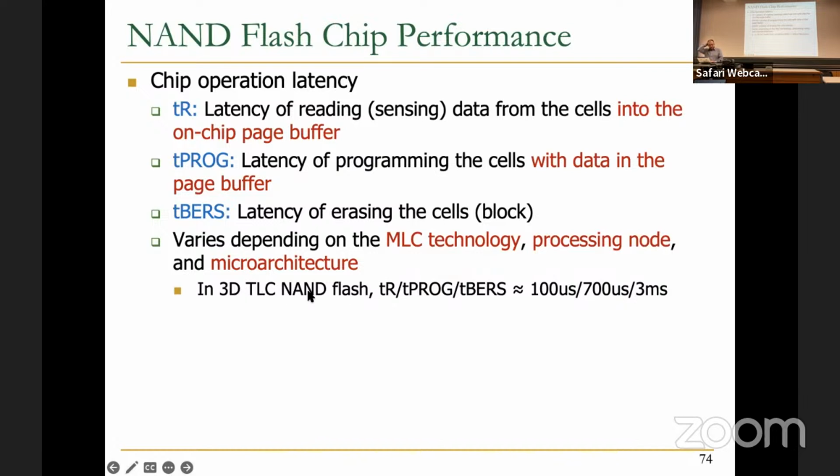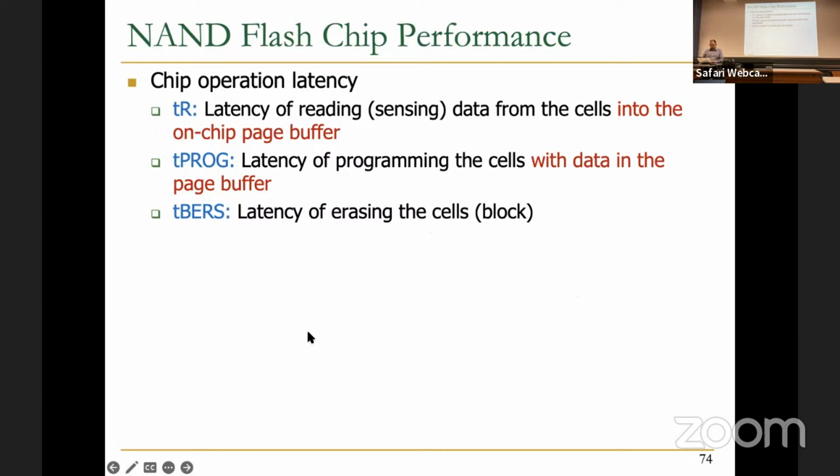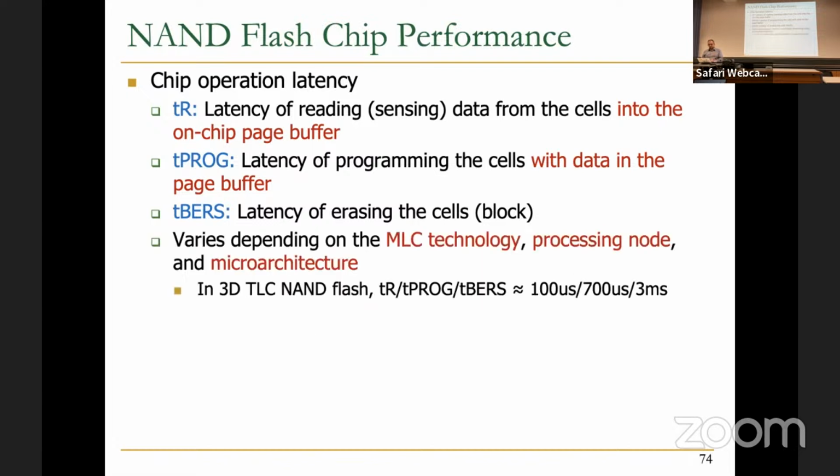In the 3D TLC NAND flash memory, which is the same device as I showed in the previous slide, TR is around 100 microseconds, T program is around 700 microseconds, and TBERS is around 3 milliseconds.